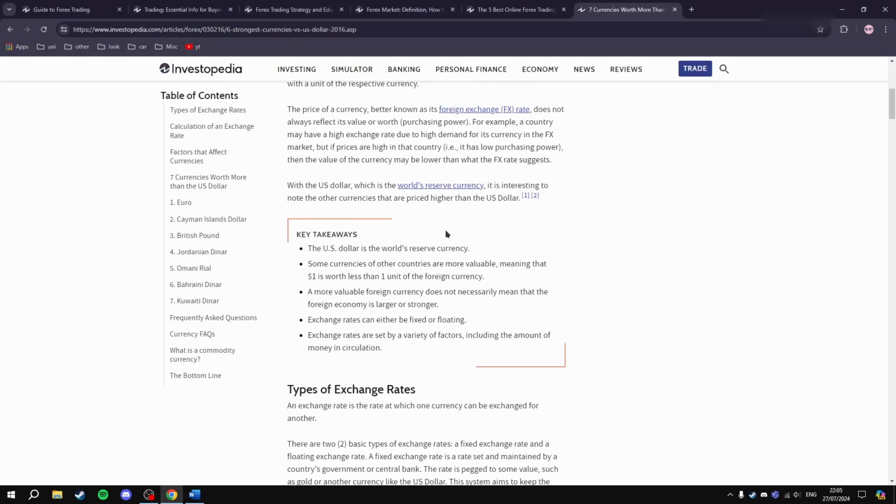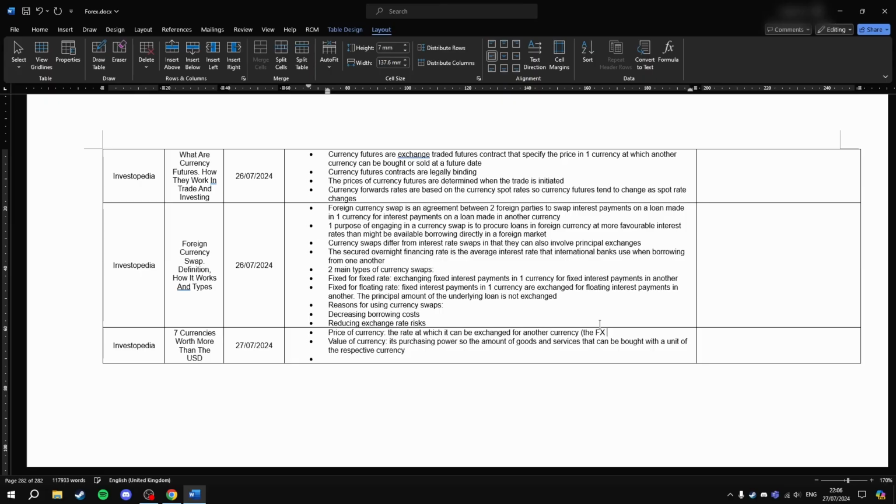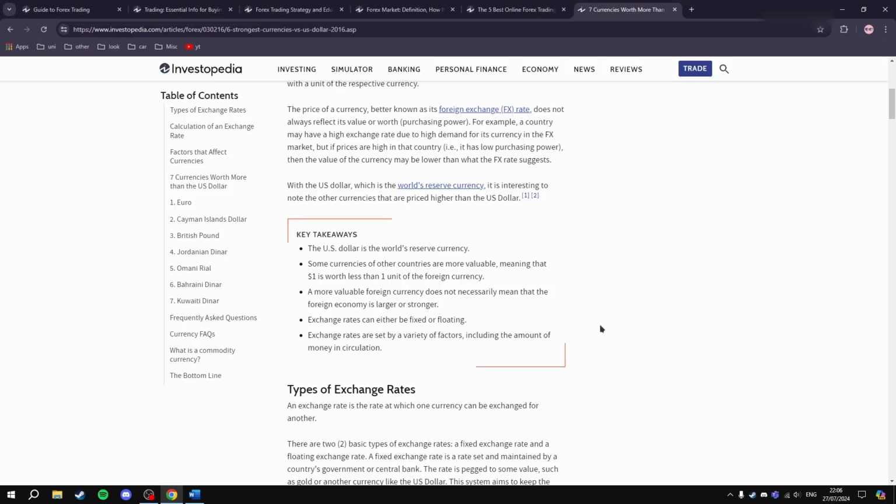The price of a currency, better known as its foreign exchange rate, does not always reflect its value or worth purchasing power. For example, a country may have high exchange rate due to high demand for its currency in the FX market, but if prices are high in that country, i.e. has low purchasing power, then the value of the currency may be lower than what the FX rate suggests. With the USD, which is the world's reserve currency, it is interesting to note the other currencies that are priced higher than USD.